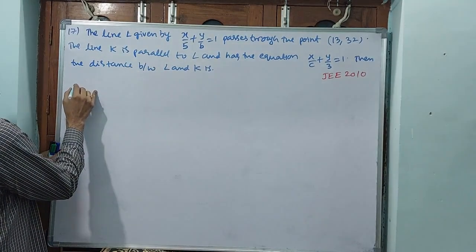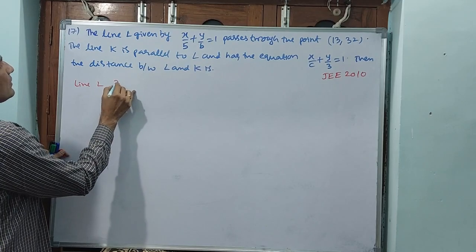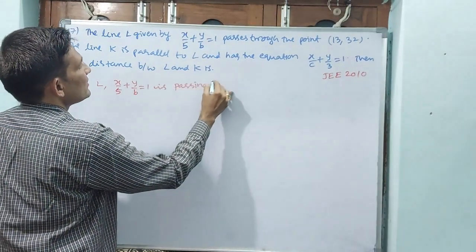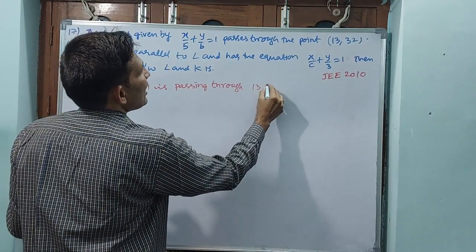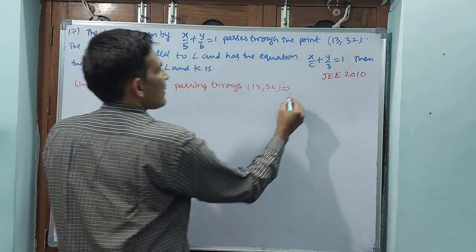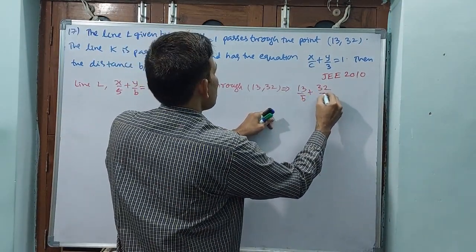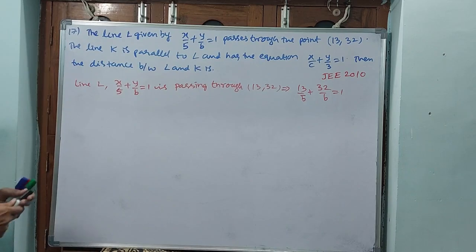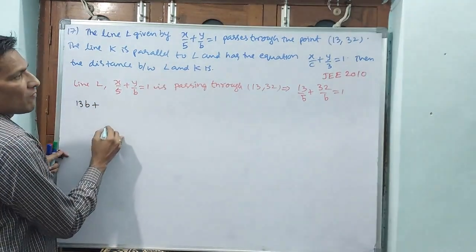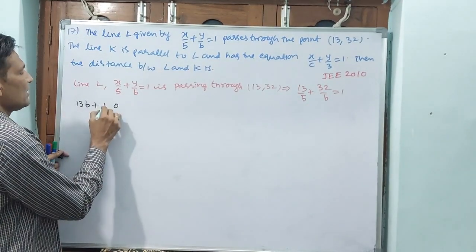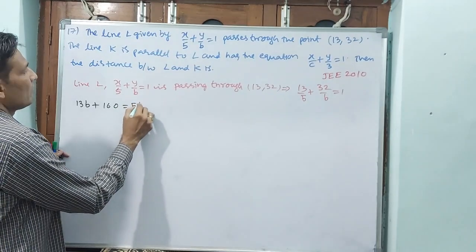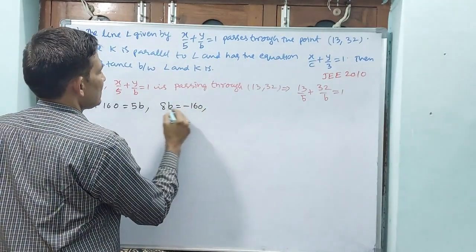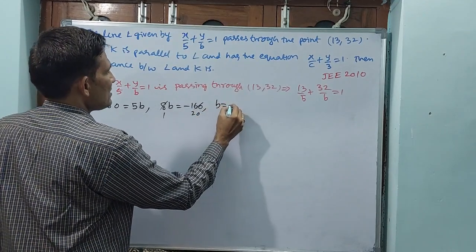Line L: x by 5 plus y by b equal to 1 is passing through (13, 32), which implies 13 by 5 plus 32 by b is equal to 1. Multiplying, 13b plus 160 is equal to 5b. Sending this side, 8b is equal to minus 160, and 8 twos are 16, so that means b is equal to minus 20.